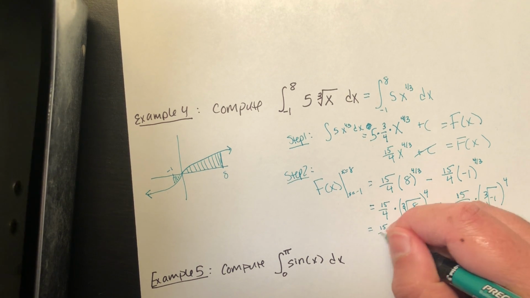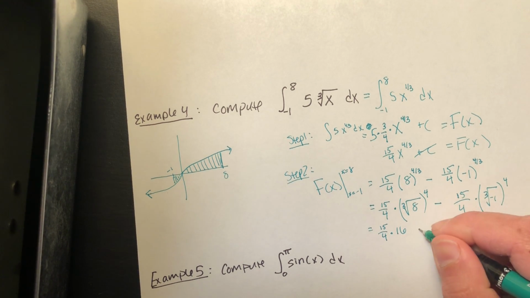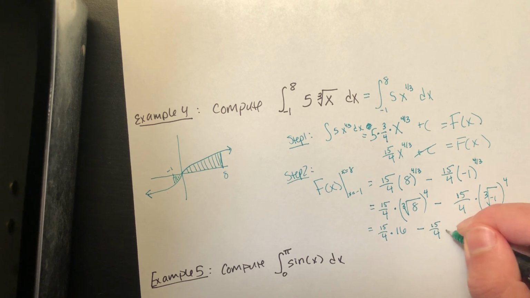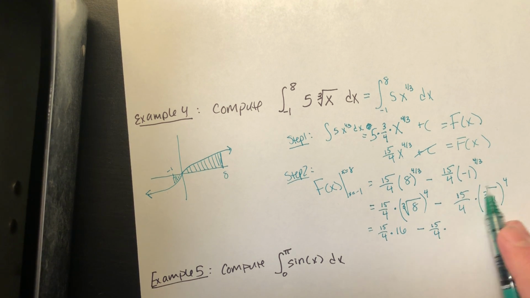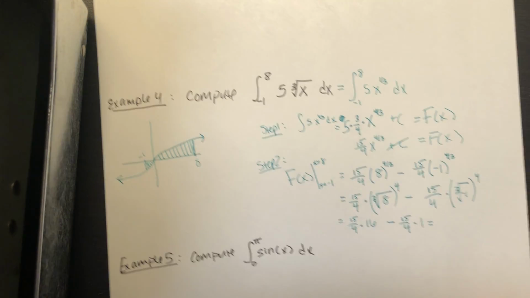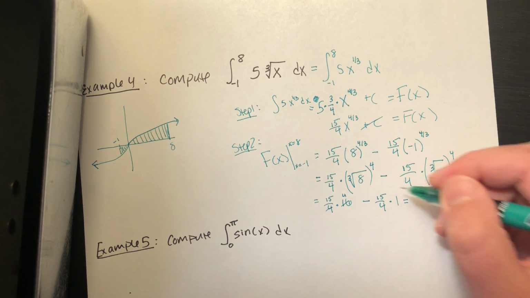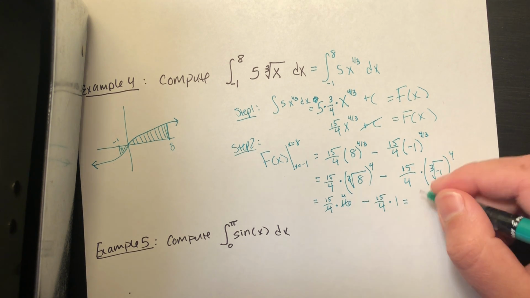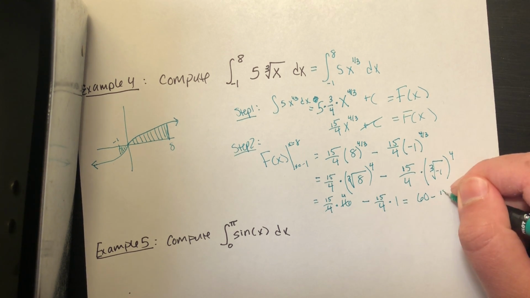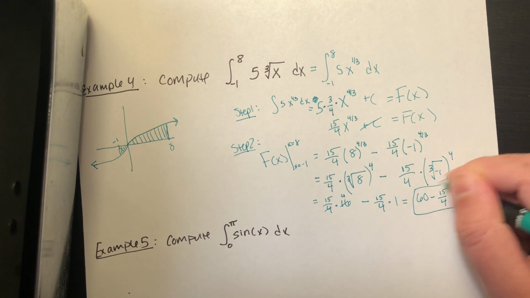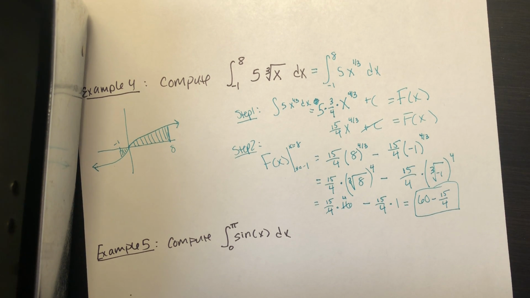So this is 15/4 times 16 minus 15/4 times the cube root of -1 is -1, and -1 to the 4th power is just 1. I'm running out of space a little bit here. These 4's will cancel, so we're left with 15 times 4, which is 60 minus 15 over 4. Okay, whatever that is. You don't have to simplify that further than that. This is fine. Or write it as a fraction if you want. I don't care. But this is by the fundamental theorem of calculus part 2 as well.